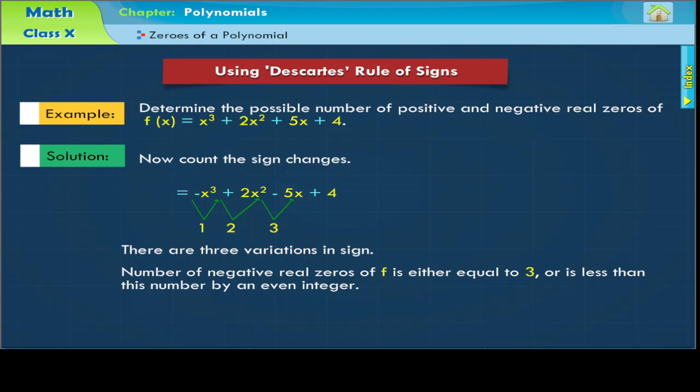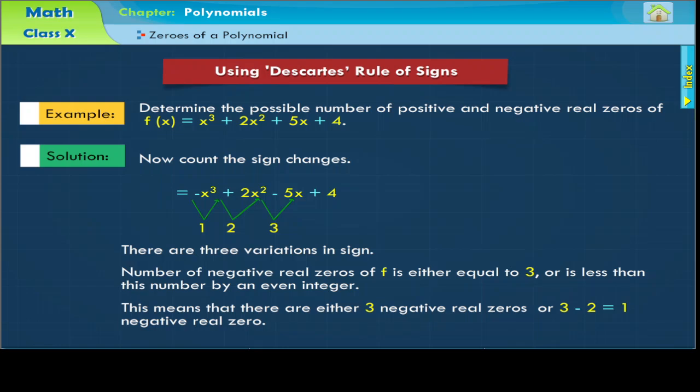There are three variations in sign. The number of negative real zeros of f is either equal to 3 or is less than this number by an even integer. This means that there are either 3 negative real zeros or 3 minus 2 is equal to 1 negative real zero.